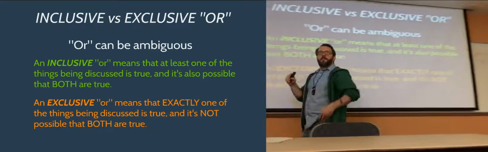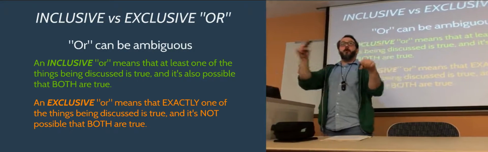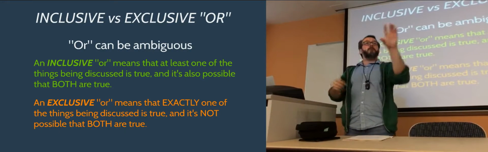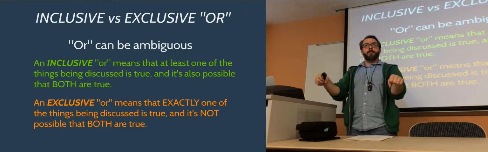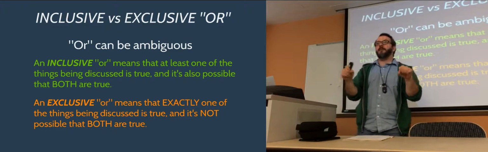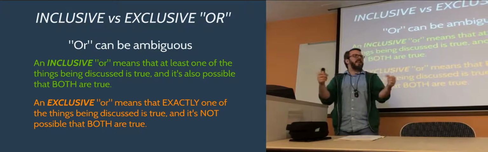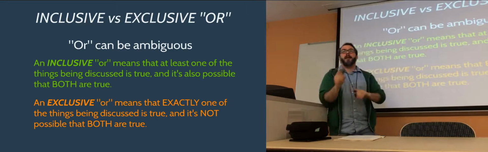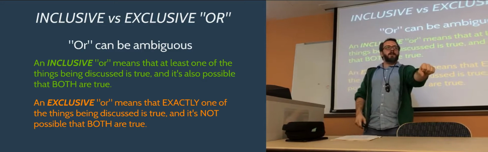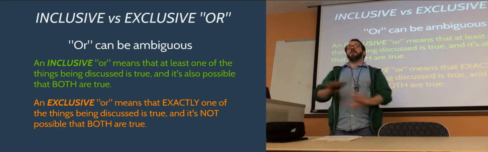An inclusive sense means when I say A or B, or X or Y, it could be X, it could be Y, or it could be both. Right? It's got to be at least one, and it could be both. That's an inclusive sense of or. And we call it inclusive because it includes the sense that, like, yeah, it could be both. An exclusive sense says this one or this one, but not both.